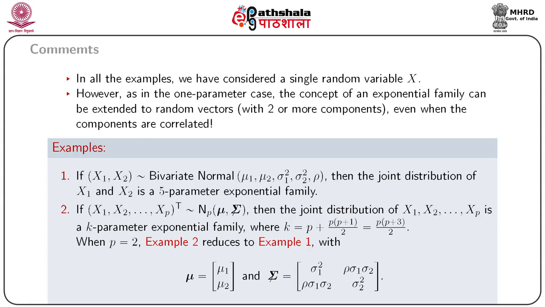We consider another example. Suppose x1, x2 up to xp jointly follow a p-dimensional normal distribution with mean vector mu and dispersion matrix capital Sigma. Here the joint distribution of x1, x2 up to xp belongs to the k-parameter exponential family, where k = p(p + 3)/2.